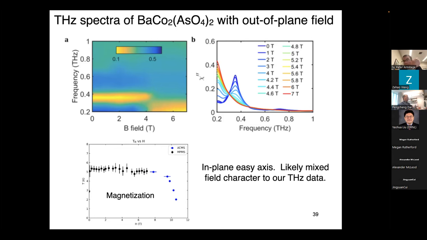You can see here, for instance, that you might also recall from Collin's data is that they don't see any particular features at the ordering wave vector. They apply some fields, they see clearly new features as a function of field, but it doesn't look like there's any mode which is softening at the ordering wave vector. That might be consistent with some kind of very abrupt transition, and that's consistent with our data here, where at something like 0.3 terahertz, you see the strong feature, and then at 3.5-4 Tesla, you just come into a different regime altogether.